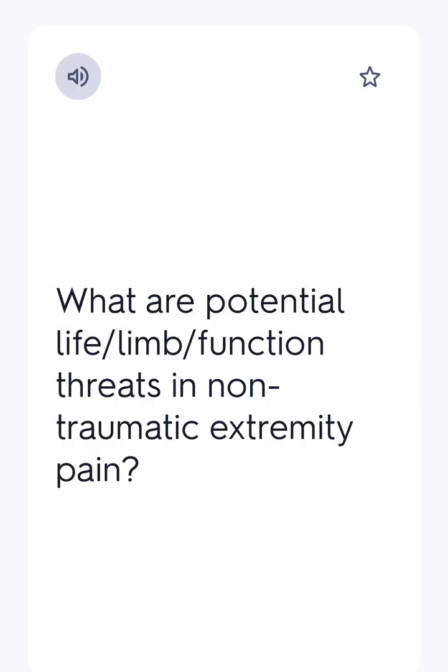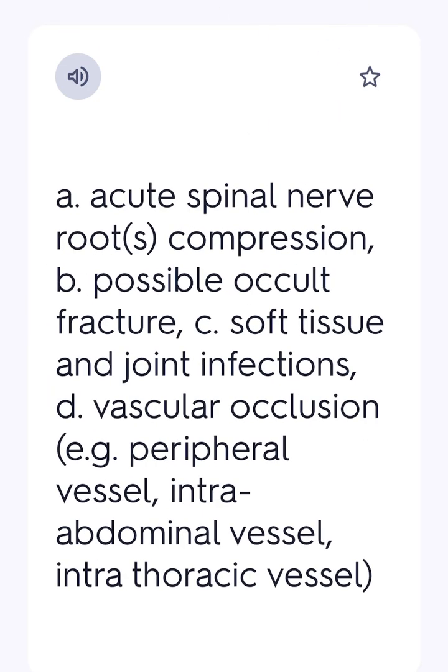What are potential life/limb/function threats in non-traumatic extremity pain? A. Acute spinal nerve root compression, B. Possible occult fracture, C. Soft tissue and joint infections, D. Vascular occlusion.